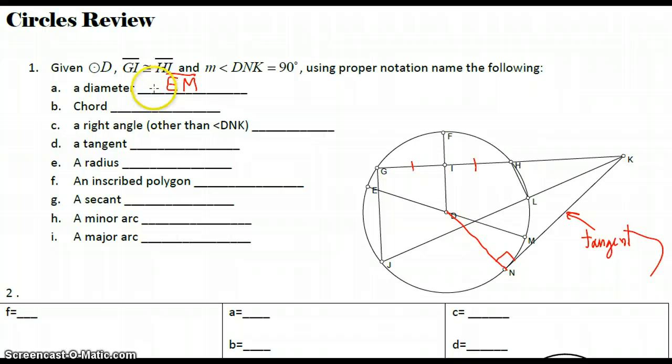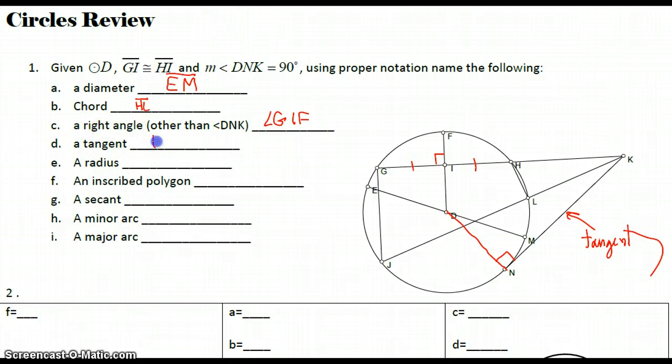Chord. Oh, there's a bunch of them on here. How about something weird like HL? I don't think anyone else would have picked that one. I see a couple other ones though, GH and GJ. A right angle other than DNK. Well, if that's a right angle, and if this is actually a bisector, then I think we have to have right angles here also. Right angle other than DNK, we could say, oh no, it happened again, GIF. I think that'll work if I do that. Okay, great. All right, tangent, well, I just named that.